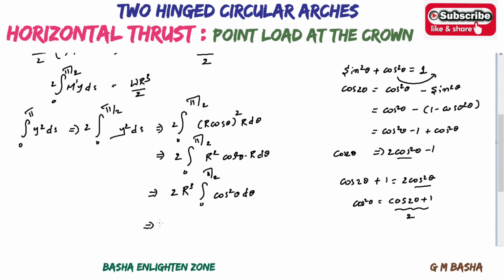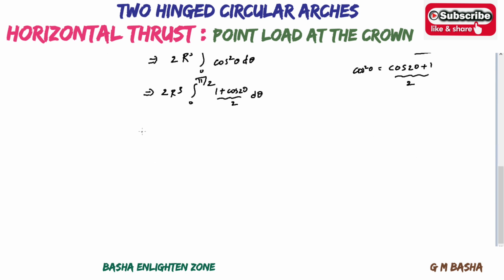So that is what I am saying here. You can take down the formula directly if you know it. No need to solve here. That is the integral from 0 to pi by 2 of (1 plus cos 2 theta) by 2 into d theta. Again simplify this one: take this 2 common outside and cancel that. R cube integral from 0 to pi by 2 of (1 plus cos 2 theta) d theta. Then again I will split this term and simplify.